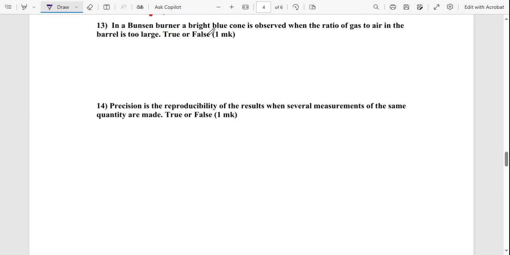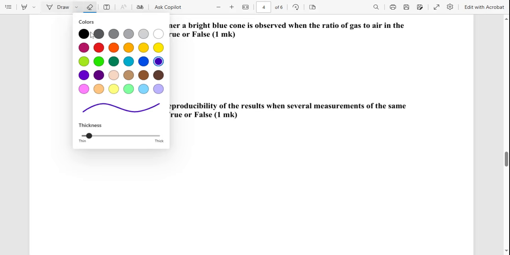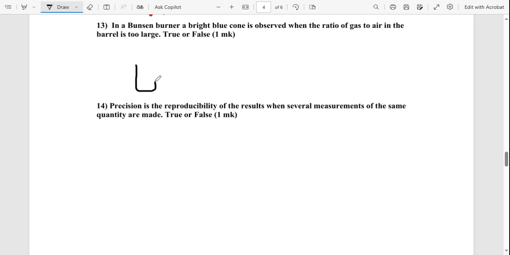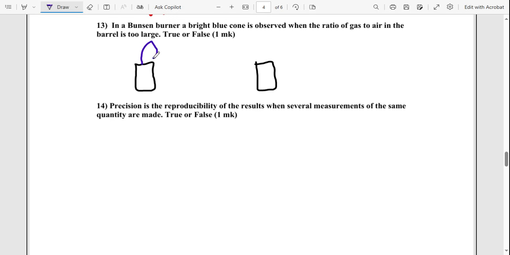13 is saying, in a Bunsen burner, a bright blue cone is observed when the ratio of gas to air in the barrel is too large. True or false? Now, in a Bunsen burner, when the ratio of gas to air in the barrel is too large, I can show some pictures. So we have got a blue flame, and then you also have a red one, or considered orange.